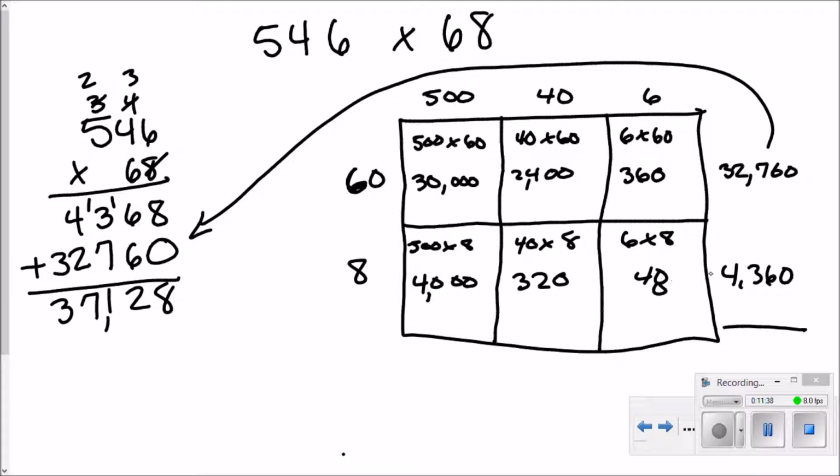68. That should have been 48. My bad there. I apologize. So, we have 0 plus 8. 8, 6 plus 6 is 12, carry 1, 1 plus 7 is 8, plus 3 is 11, carry the 1, 1 plus 2 is 3, plus 4 is 7, and then the 3 in the 10,000s place, so again, we get 37,128.